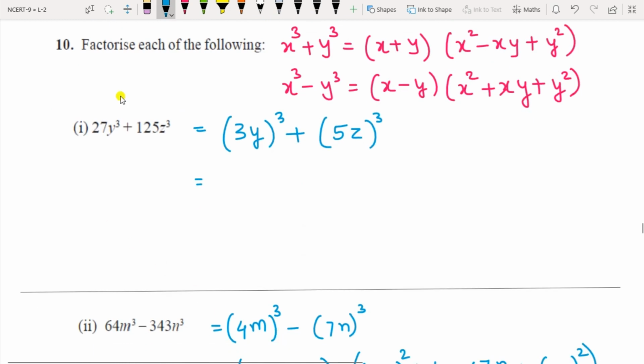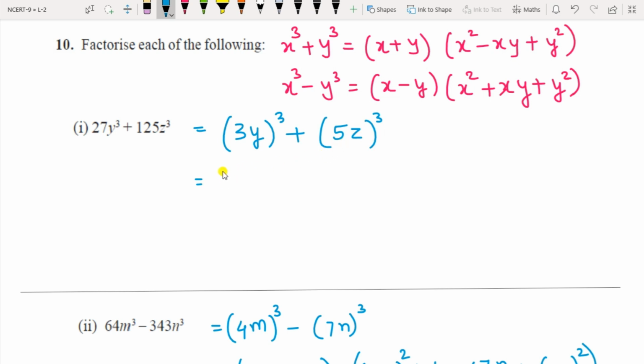Question 10 here, factorize. Now this is of the form x cube plus y cube. So x cube plus y cube, these two formulas we are going to use for question 10. Its expansion is given as x plus y, the first bracket, and you have to put minus for the middle term of the second bracket. So these are the two expansions. So this is x cube, 27y cube means its cube root is 3y cube, and 125 cube root is 5z cube. So write its expansion here now, write the right hand side, substitute x as 3y and y as 5z here for this question.